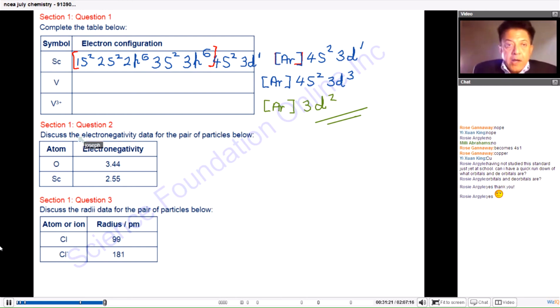Okay. Now, question number 2. By the way, there will be plenty of other examples for you to practice this with. So, if you didn't get everything correct, then your opportunity is to redeem yourself. Discuss the electronegativity data for the pair of particles below. Again, very common types of questions, as indeed is question 3. Now, atom: oxygen, scandium; electronegativity 3.44, 2.55.